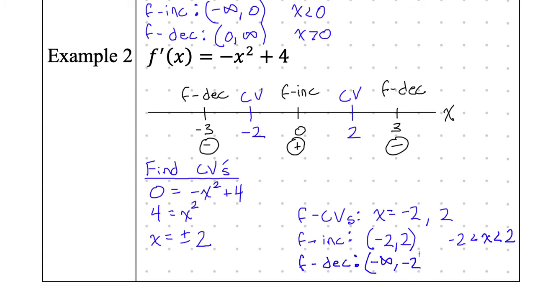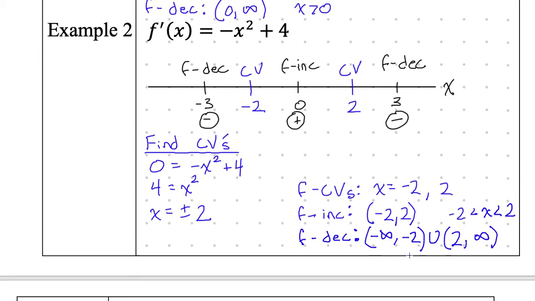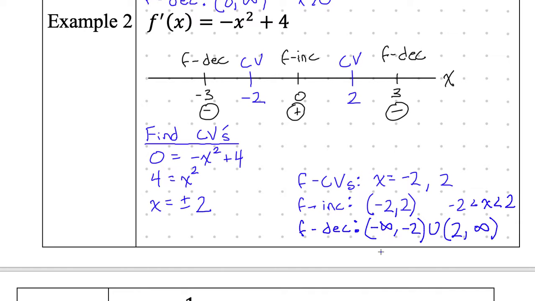And then we also have another place where F is decreasing. Where's that? 2 to infinity. There it is, 2 to infinity. And you could do the inequality notation, which would be x is less than -2 or x is greater than 2. Woo! So far, so good?